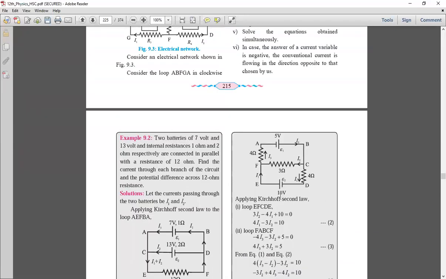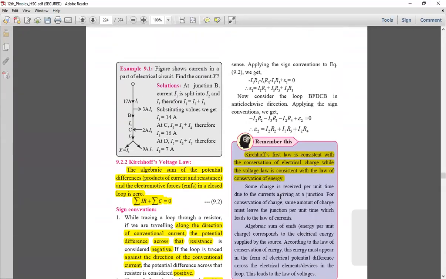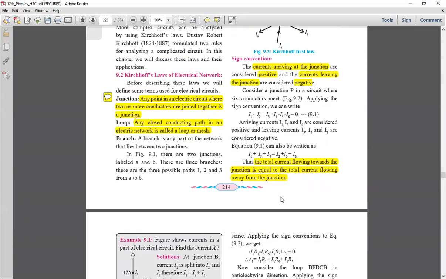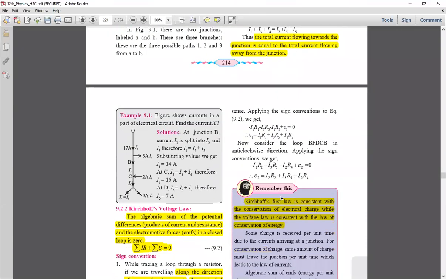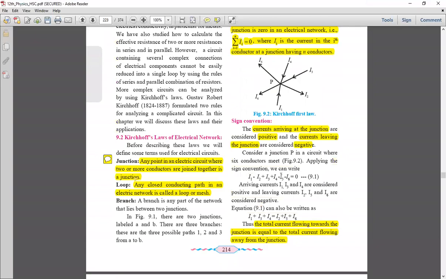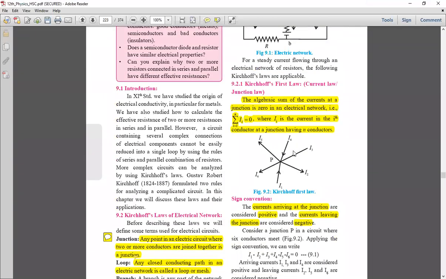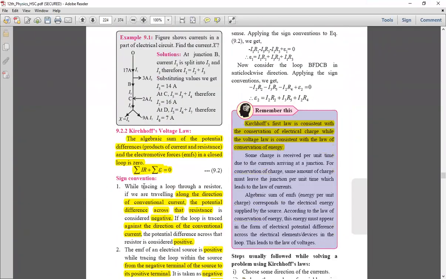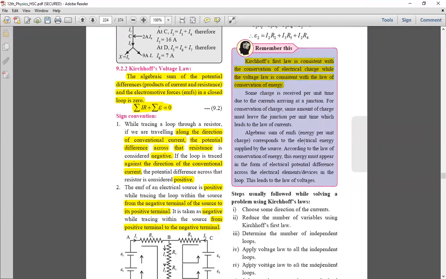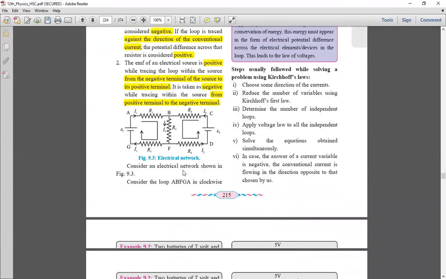So thank you. We have learned Kirchhoff's first law with its explanation, and Kirchhoff's second law. Kirchhoff's first law comes with maximum marks of 2 in the board exam. Kirchhoff's second law comes with maximum marks of 3. Kirchhoff's first law follows the law of conservation of charge, and Kirchhoff's second law follows the law of conservation of energy. So problems also come on these two laws.